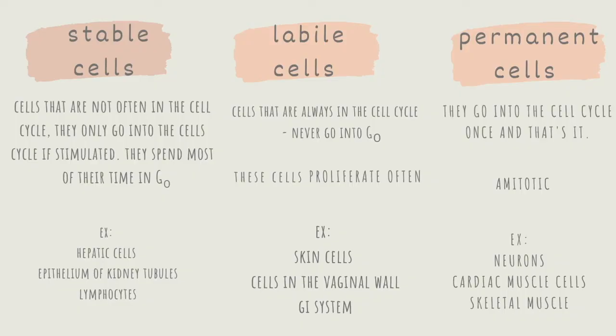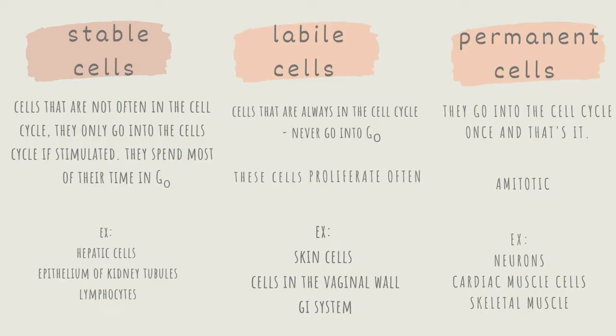This includes hepatic cells or liver cells, epithelium of the kidney tubules, and lymphocytes. Labile cells are cells that are constantly in the cell cycle and never go into the resting phase or G0, right? These cells proliferate often, meaning they reproduce rapidly. Examples of these cells are skin cells, cells in the vaginal wall, and cells that are in the GI tract.